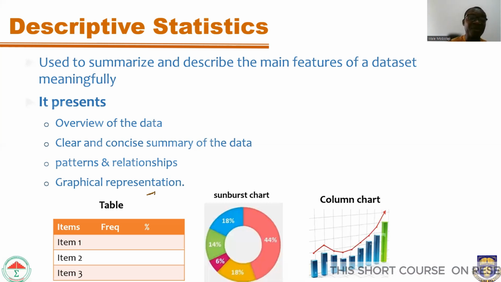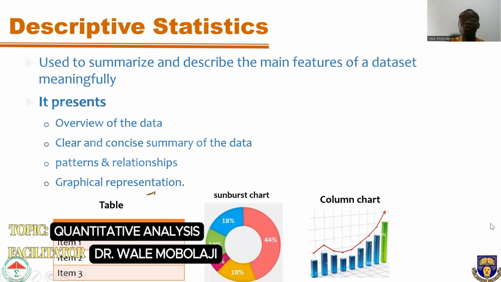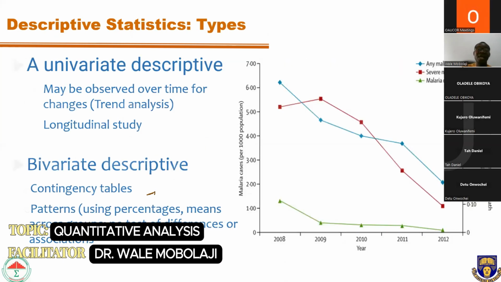You could present them in form of a table. You could use sum bars. You could use pie chart. You could use bar chart. You can use either column chart or horizontal bar chart. So you could describe your data in various means. These are for presenting your categorical data. If it is numeric, you could be presenting your mean and your standard deviation, median. You could present the minimum, maximum, and so on.